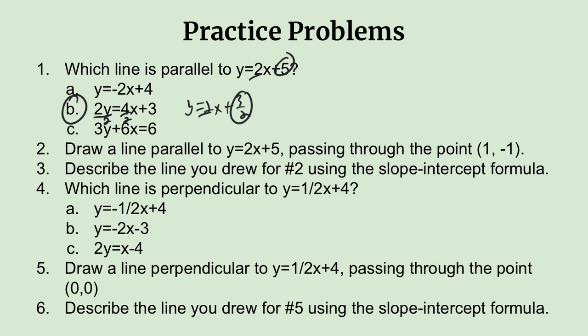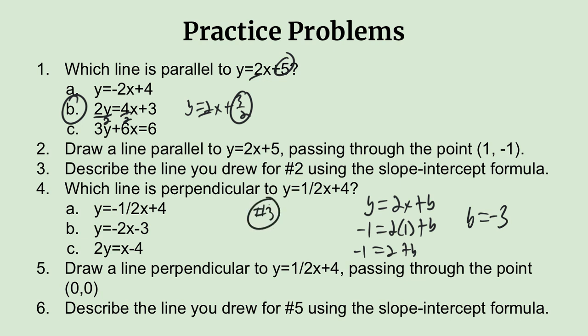So that's going to be y equals 2x plus b. We're going to plug 1 and -1 in. So -1 equals 2 times 1 plus b. -1 equals 2 plus b. Subtract 2 from both sides. b equals -3. So for number 3, our equation would be y equals 2x minus 3.